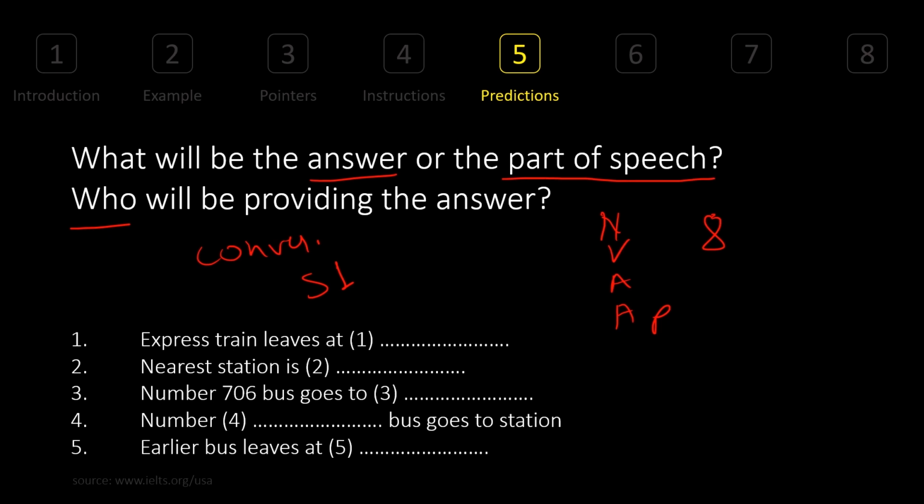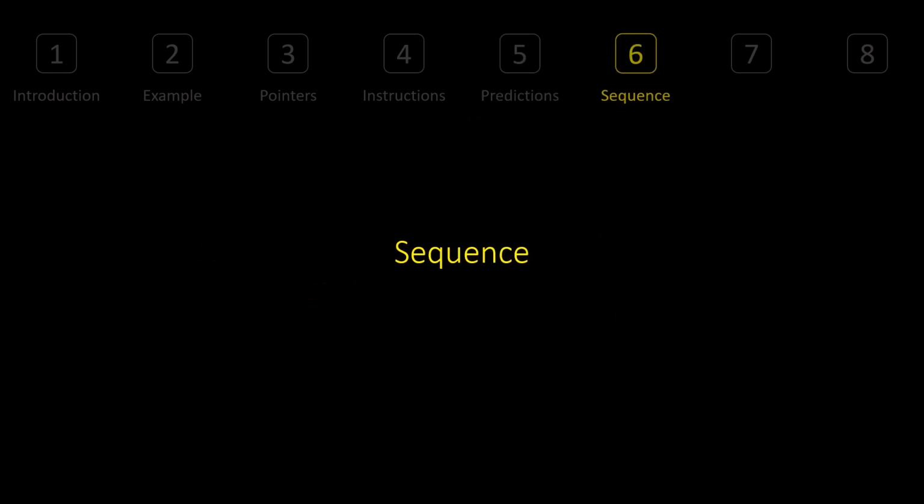Now you can predict. Express train leaves at, it could be a time. The nearest station is, could be what? The name of a station, that's a noun, right? Same way you predict the answer, because you will be given time to read the questions, right? For 5 of these questions you will be given time. In that time you predict, you expect an answer. It will get easier for you rather than just suddenly listening to the audio and writing the answer. This has saved much time and many answers just by prediction, yeah?